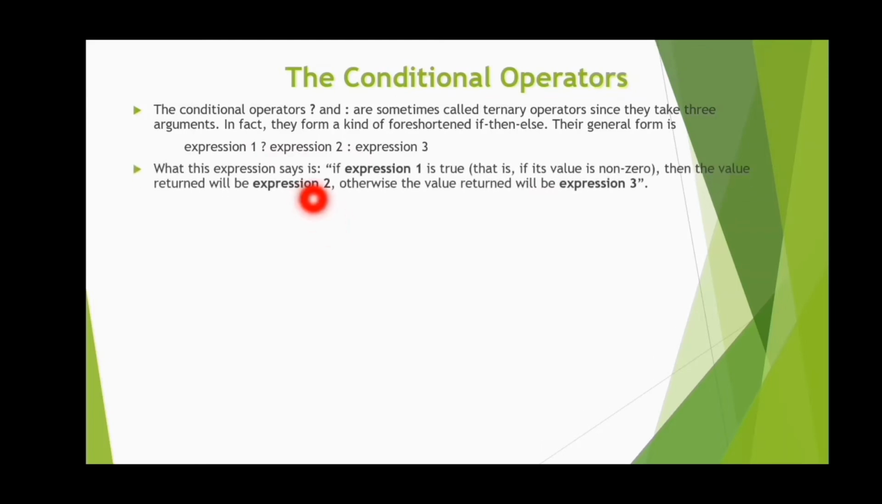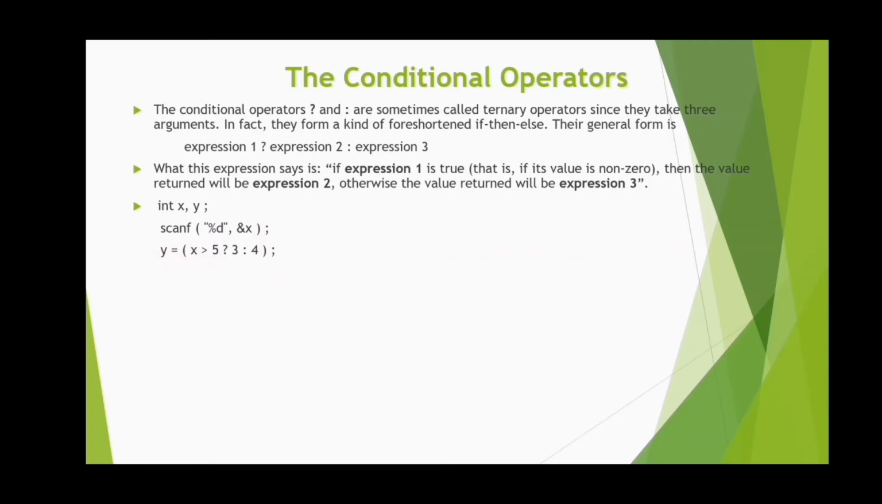What this expression says is: if expression 1 is true, then the value of expression 2 is returned, otherwise the value of expression 3 is returned. Here is an example: int x, y; scanf %d, x. So we have taken x as input from the user. Then y = (x > 5 ? 3 : 4). If the value we have taken from the user is greater than 5, then it will be 3. If it is not, then it will be 4, and it will be assigned to y.